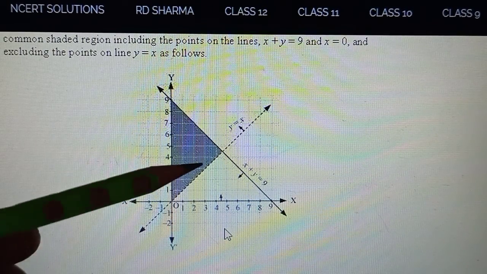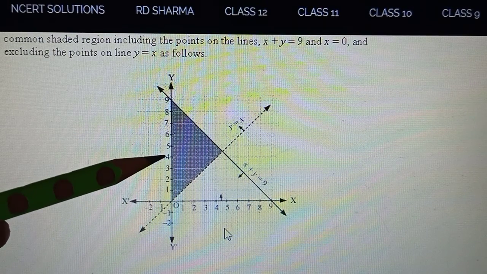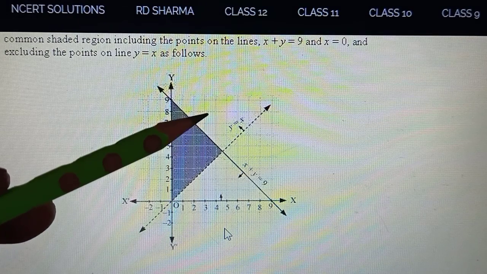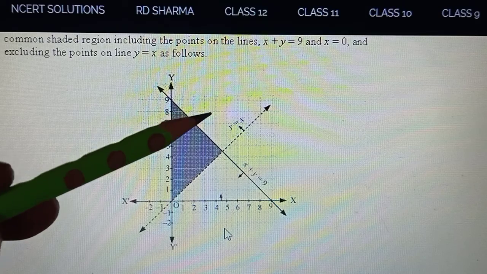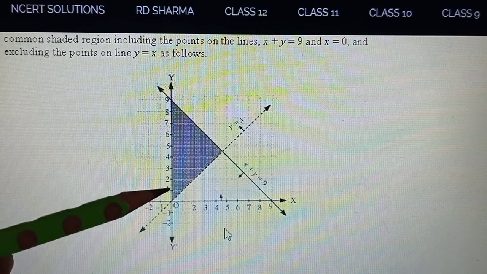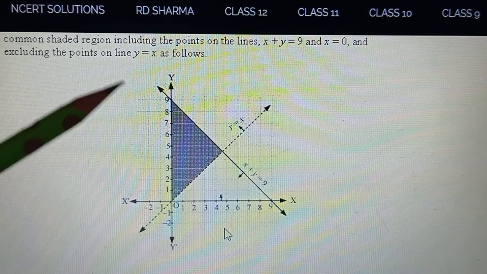Maybe some child chose to take a point from here, which would be 0, 4. When they substitute, the relation will be 4 is greater than 0, which is true. So they will say okay, true. So this portion where this point lies is my solution set. Okay, but you don't have to take all of it.